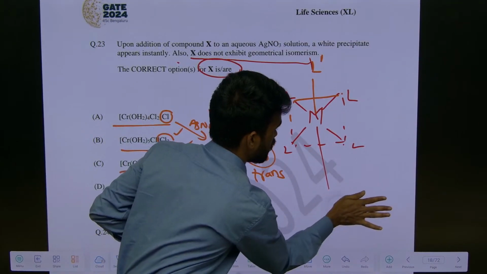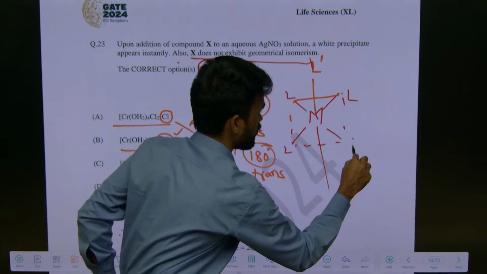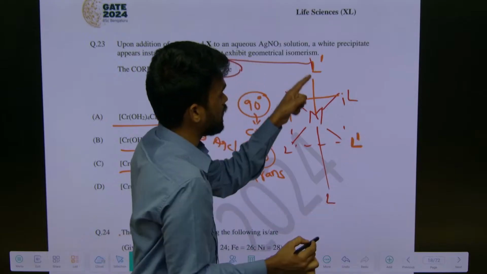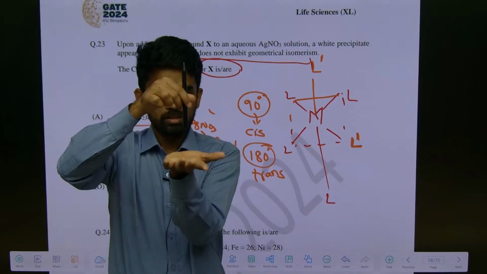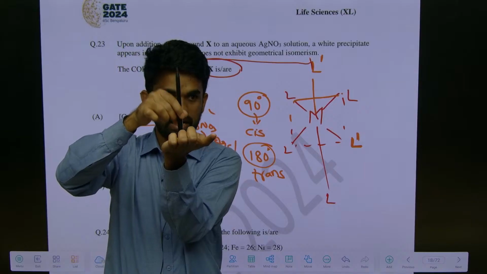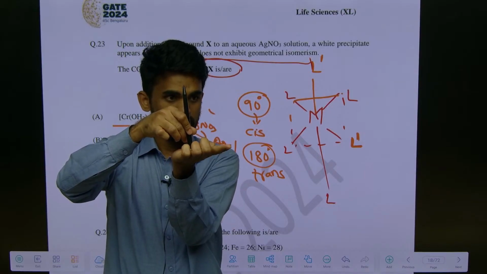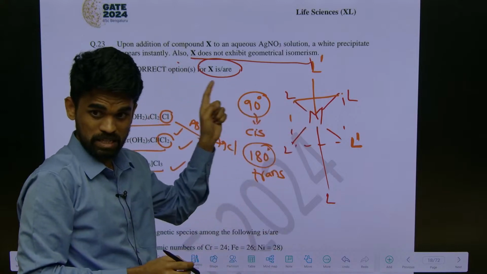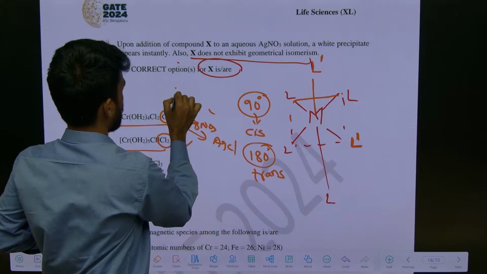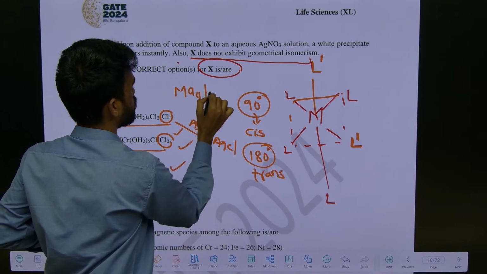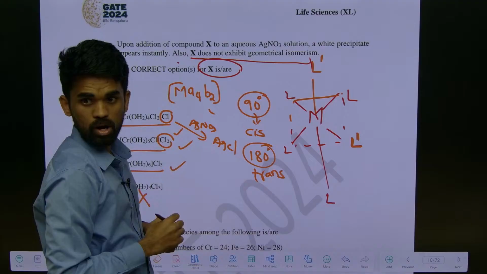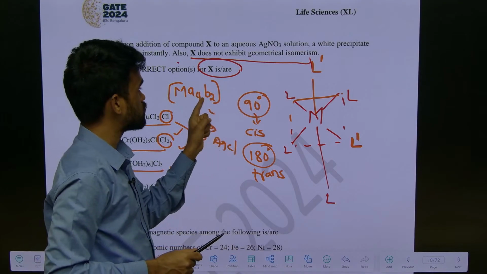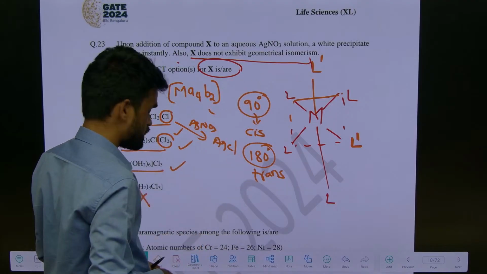Now see what I am changing. Here I am putting L dash and here L. What happens, tell me? How are this L dash and L oriented? This is L dash, this is also L dash. What is the angle? 90. So you can say cis. So this is a cis isomer, and the previous one is trans. So it can have an MA4B2 type complex, which means 4 of the same type and 2 of a different type. So it can show cis trans isomerism like this. Is this clear? Okay.